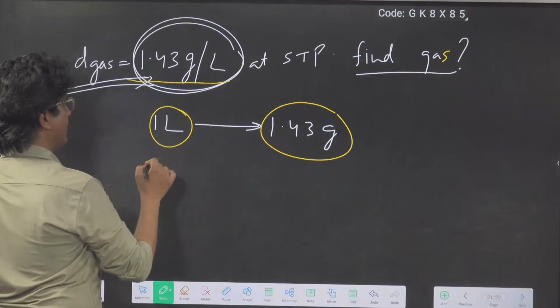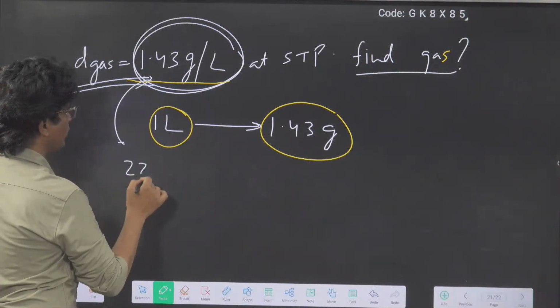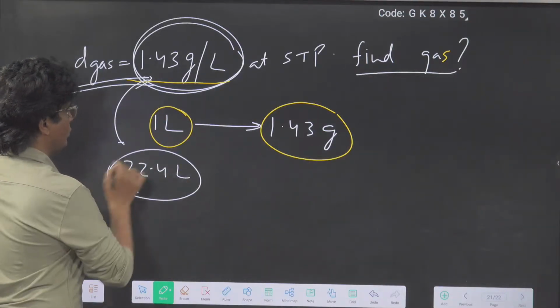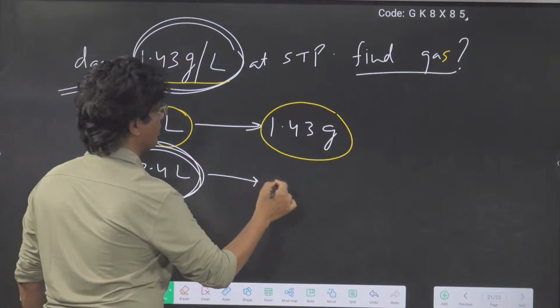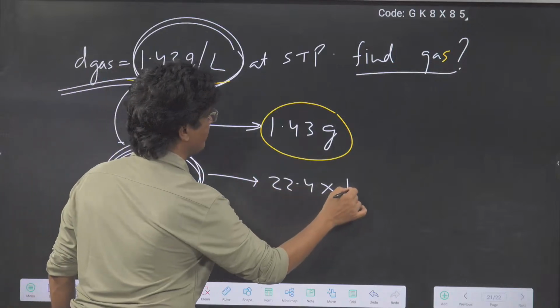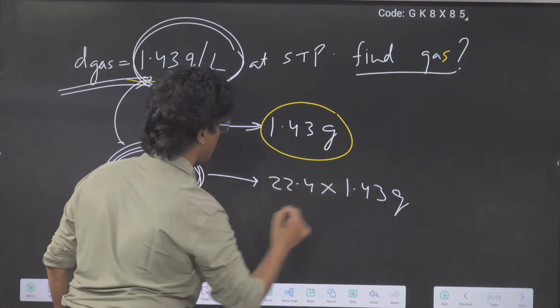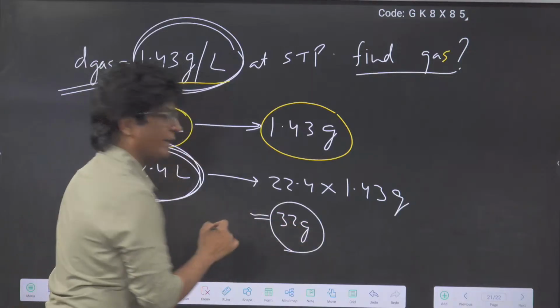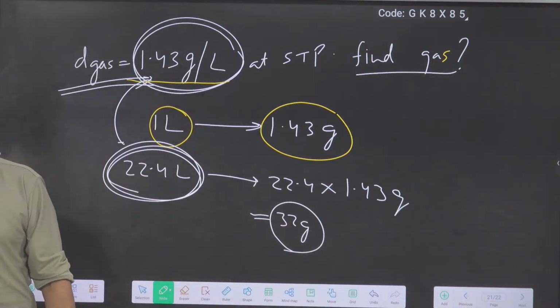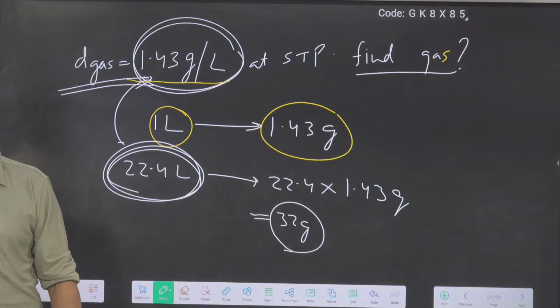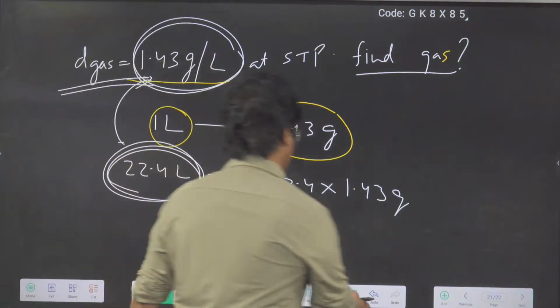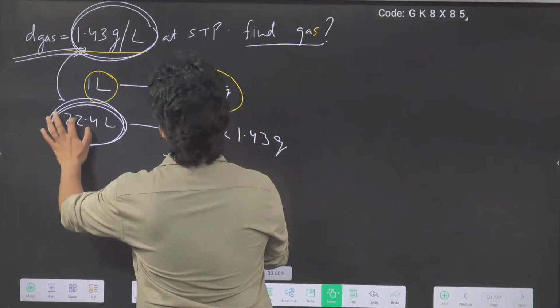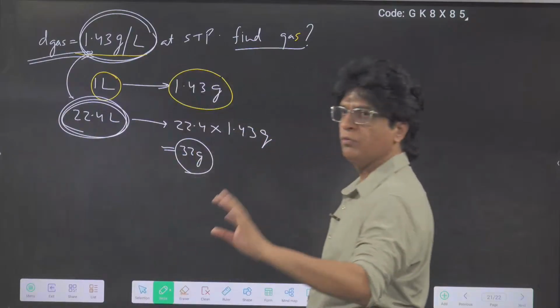And where we got to go? 22.4 liter. 22.4 liter will have how much weight? 22.4 into 1.43 gram. Yes or no? You solve it, you will get approximately 32 gram. Yes or no? Okay. Now, once you are aware of that, let me give you 4 options.